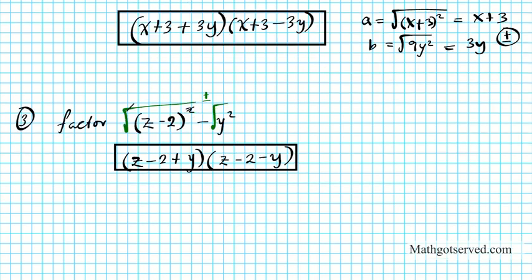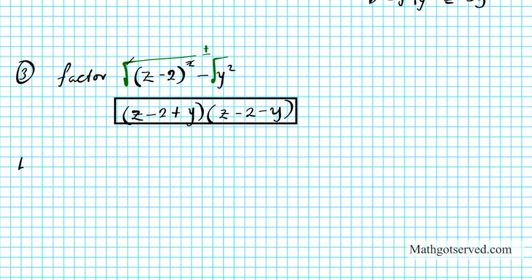For question 4, we have the following problem. It's a factorization problem. For this one, I'm going to factor the expression 3w²z + 6wz − 24z.